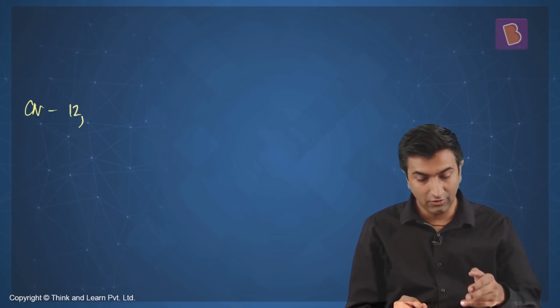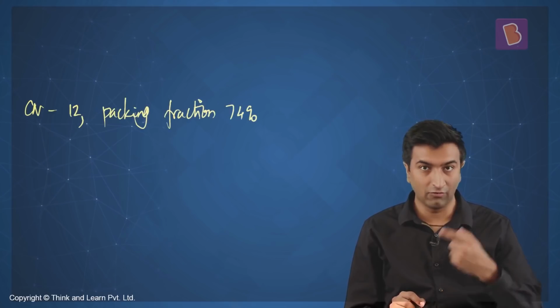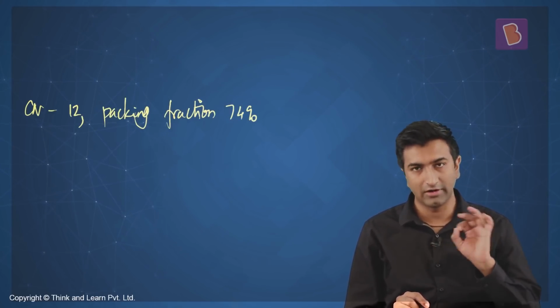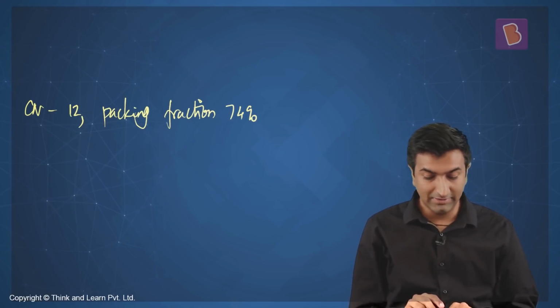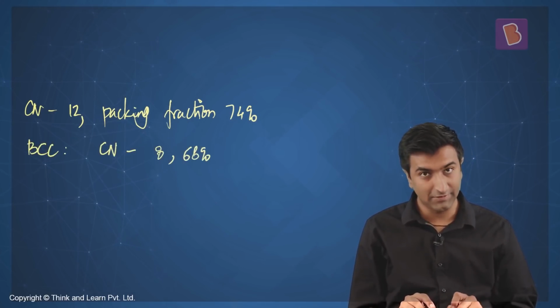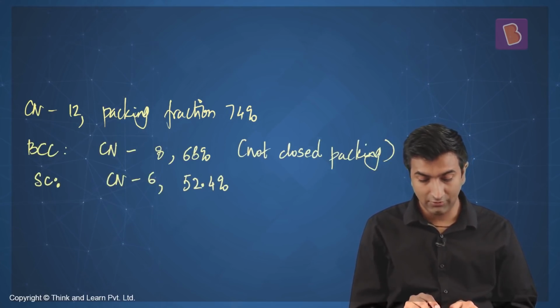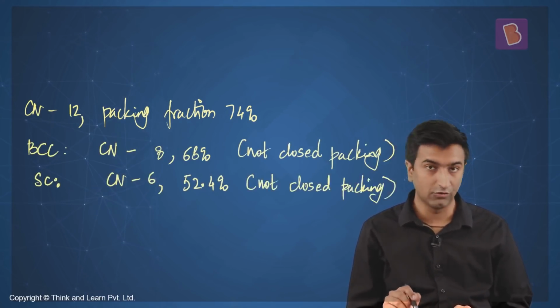Coordination number is 12 for this sort of thing, and the packing fraction is 74% when you have either of these, the cubic close packing along with ABA or ABC type of packing. BCC has coordination number of 8. 68% is the packing fraction. This is not close packing. Simple cubic has a coordination number 6, 52.4%, not close packing again.